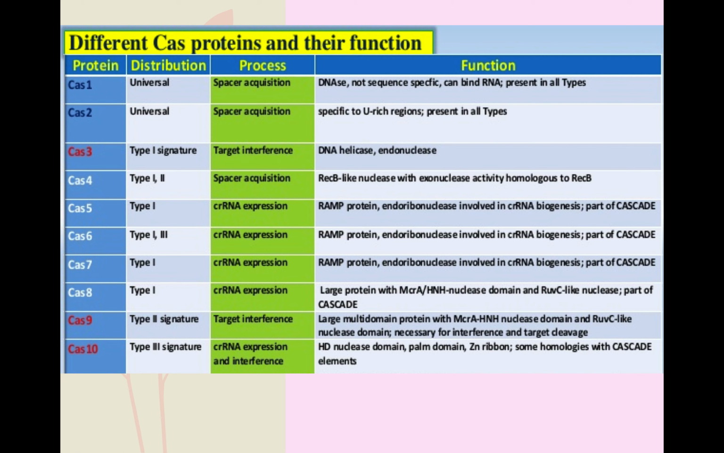Cas9 is the most popular and the most commonly used because it could be used as a large multi-domain protein, as compared to some of the others. As you can see, the others are not large multi-domain proteins, so they are quite specific in terms of application.